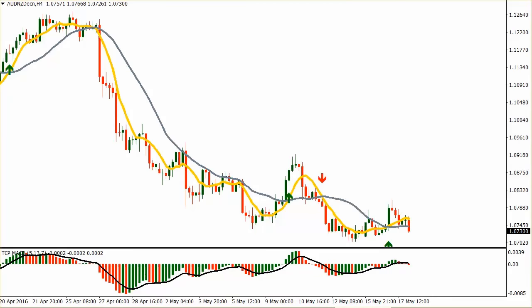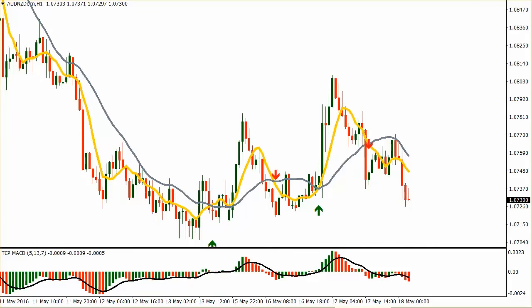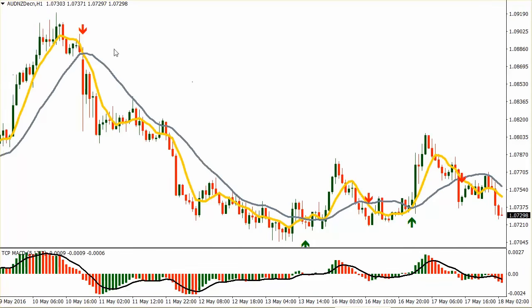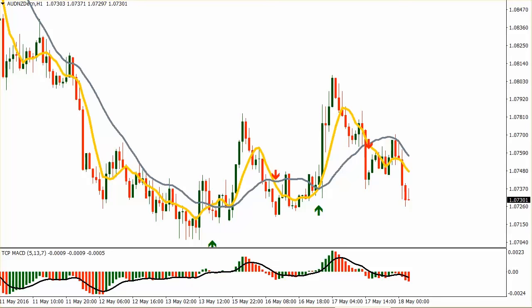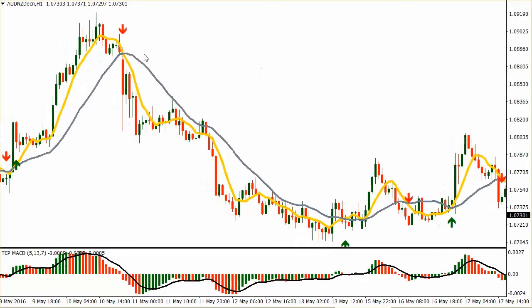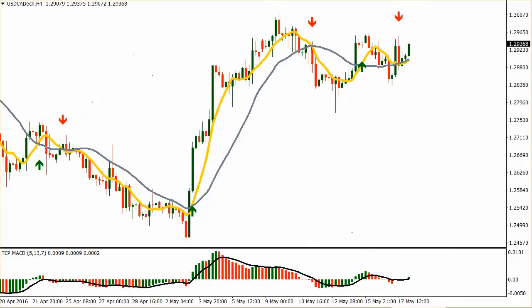Okay, Aussie Kiwi, same thing. You can see trades happening all the time. Here's a nice 1-hour, just back over here. And once again, I'm not cherry picking any particular trades. I'm showing them to you live, exactly how they're appearing.